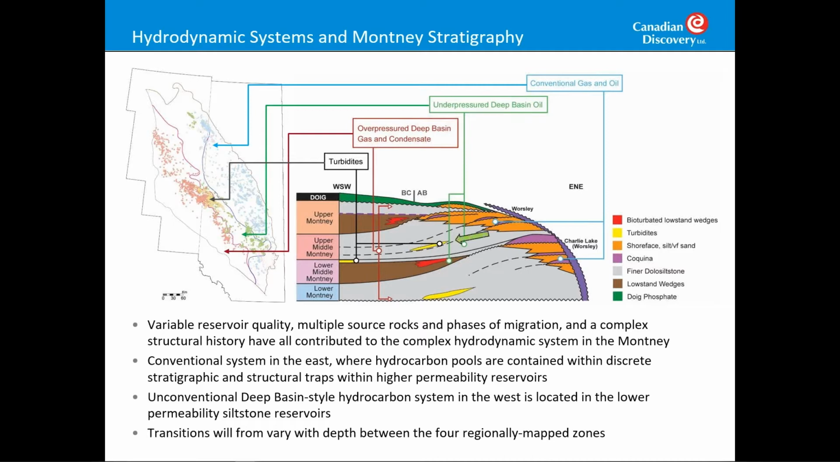Here, an underpressured, oil-dominated fairway just west and down dip of the conventional system grades further down dip into overpressured liquids and gas fairways. From this diagram, you can see how the location of these transitions will vary with depth within the 4 Montney zones that can be mapped regionally.